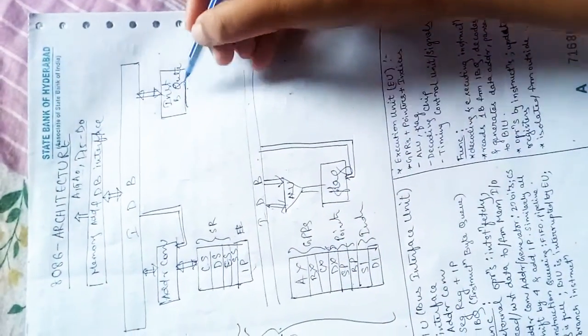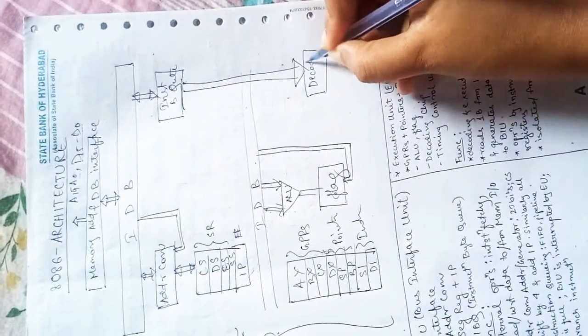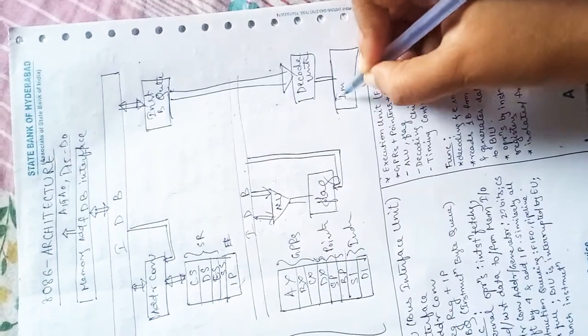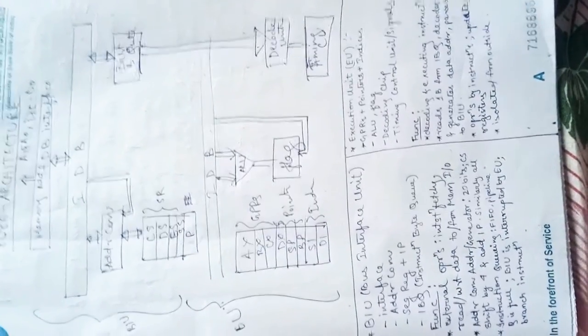And from the instruction byte queue we have the decoding unit, which will decode the instructions, and also the timing and control diagram. So this is a rough diagram. We can get this diagram from anywhere in the internet.